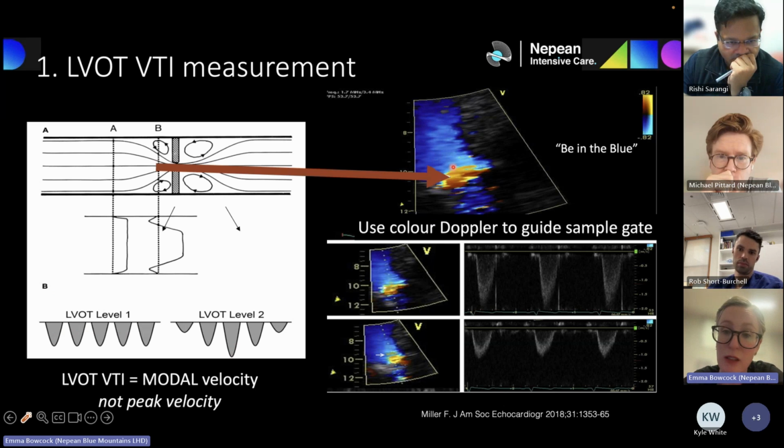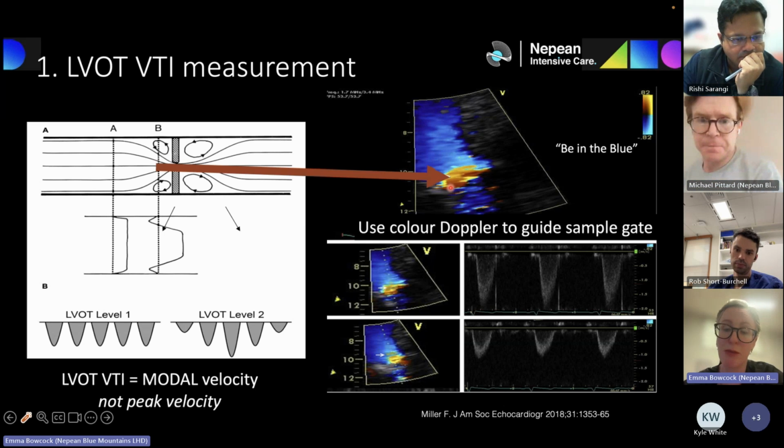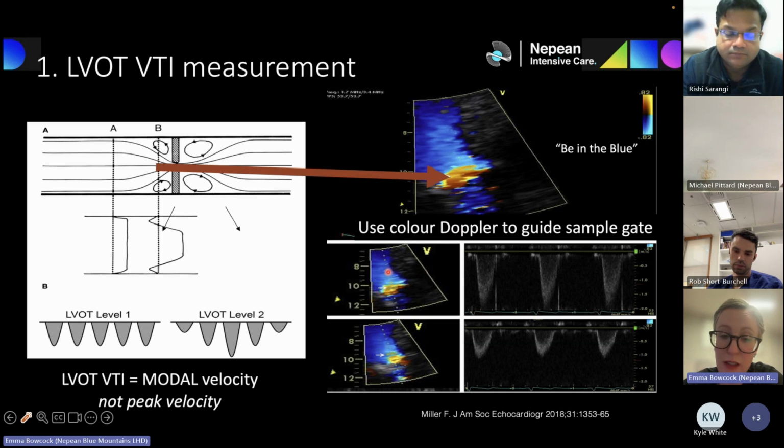So what we need to do is have our sample volume behind this area of proximal flow convergence. So they talk about this being in the blue, which I quite like. You can see in this trace here, the sonographer placed their sample volume in the flow convergence, which has given a Vmax that's over 1.5. Yes, we can see a closing click, which is probably fine, but there's a lot of spectral broadening. And this is going to overestimate our VTI, which is going to underestimate the severity of aortic stenosis if we use this measurement.